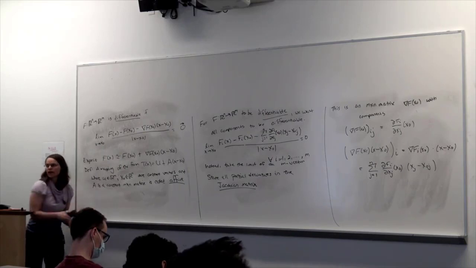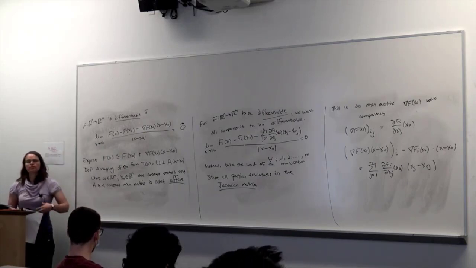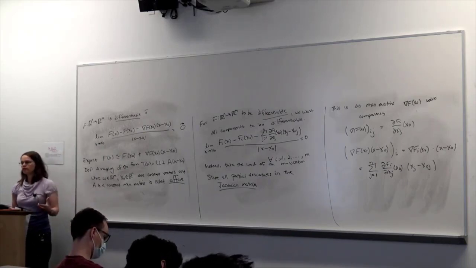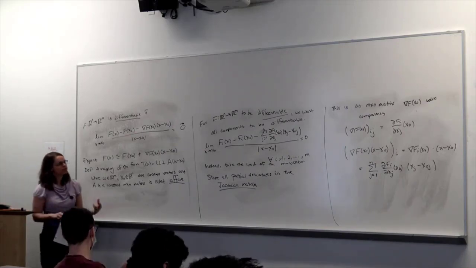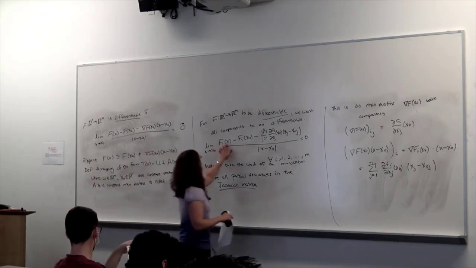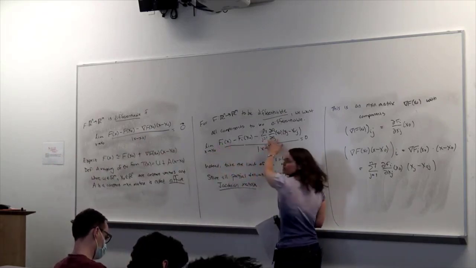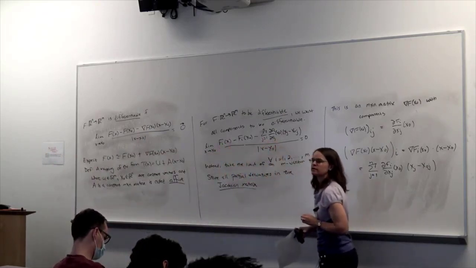Okay, and anytime we have a differentiable function, we should be able to find an affine mapping that well approximates it. Right, that approximates it in the sense that (f(x) - T(x)) divided by (x - x naught) goes to 0.